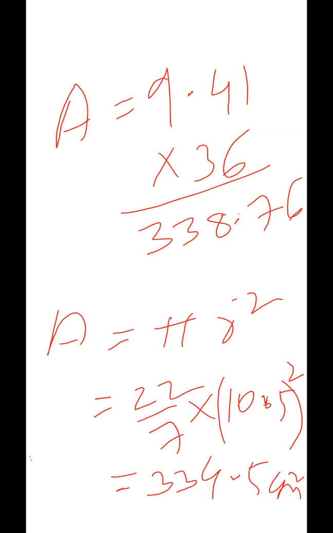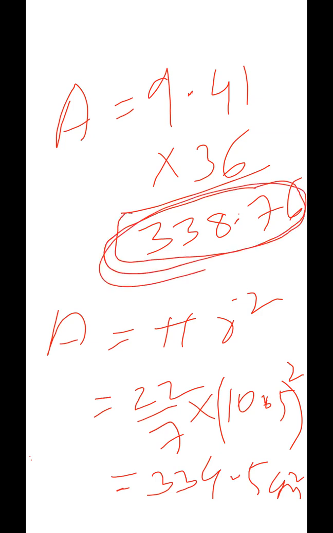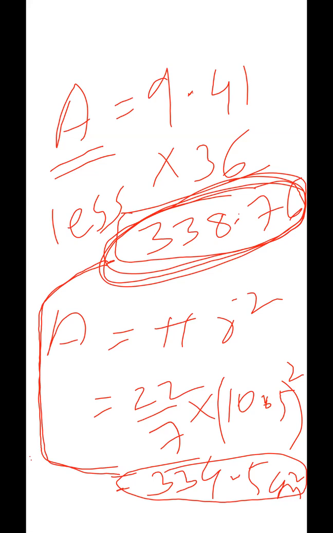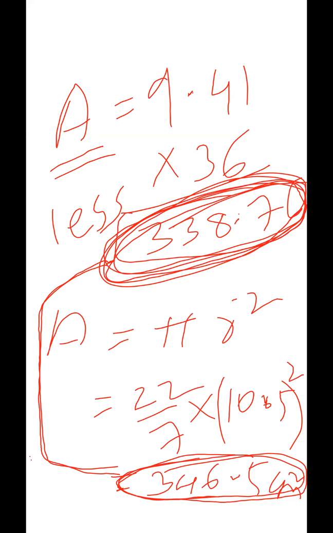Try to bring the area you got using the triangles as close as possible to this value, and it will definitely come out less. Your answer using the triangles should be less. So bring it as close as you can. This is 346, sorry, I have written it wrong here. This is 346 and this is 338. The area you get from the triangles will always be a little smaller, and this one will always be bigger. I will tell you why.